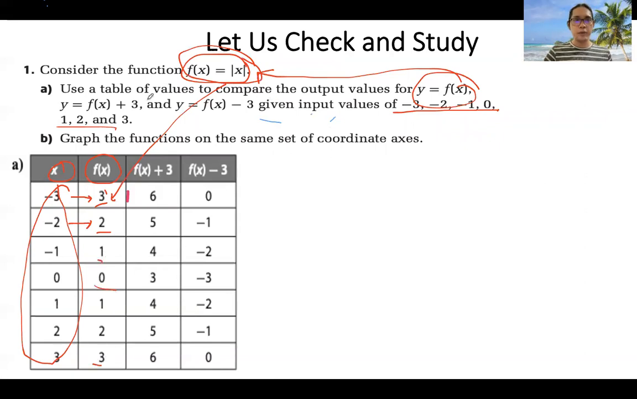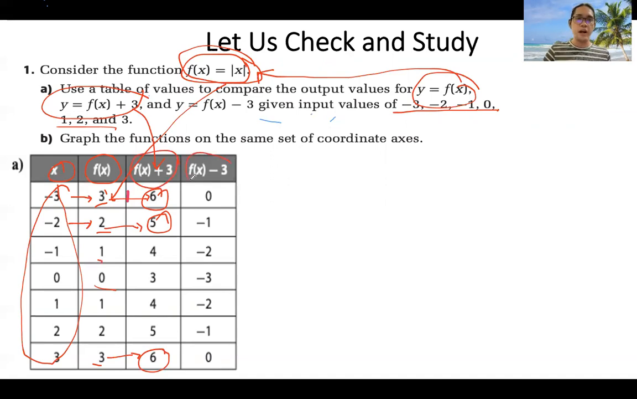After that, we will input the table for y equals f of x plus 3 from this third column of our table of values. So you have it from 3 plus 3, then you got 6. 2 plus 3, you got 5. Down to 3 plus 3, you got 6. So that's how you arrive at the values in the third column.